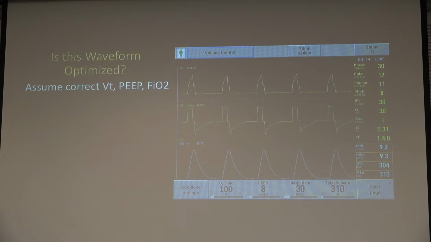All right, let's again look back at this waveform. What do we see? Does this waveform look like we have an optimized waveform set up for this patient? See, peak pressure is about 30, plateau pressure is about 17. I see a nice shark fin shape to the pressure curve. A little bit of an inspiratory pause set in for measuring that plateau pressure. So my thoughts are that that waveform looks pretty optimized. So we'll start off with what sort of looks normal.